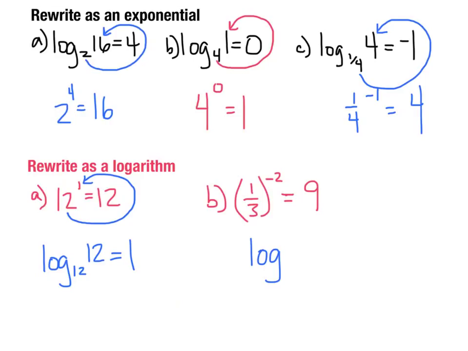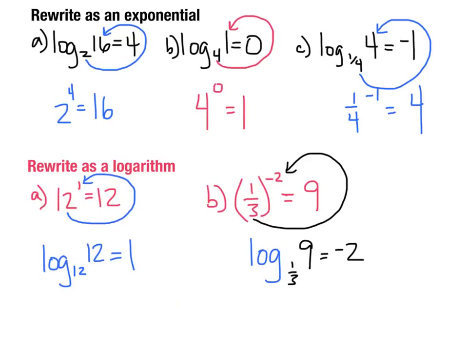Log base 1/3 of 9 equals negative 2. Okay, so that's how we rewrite as an exponential or rewrite as a log.